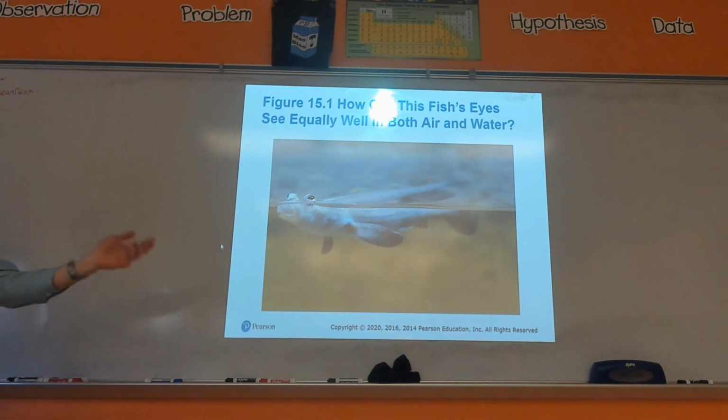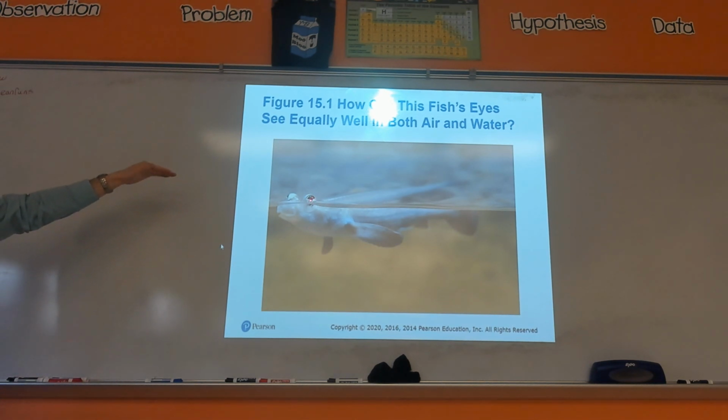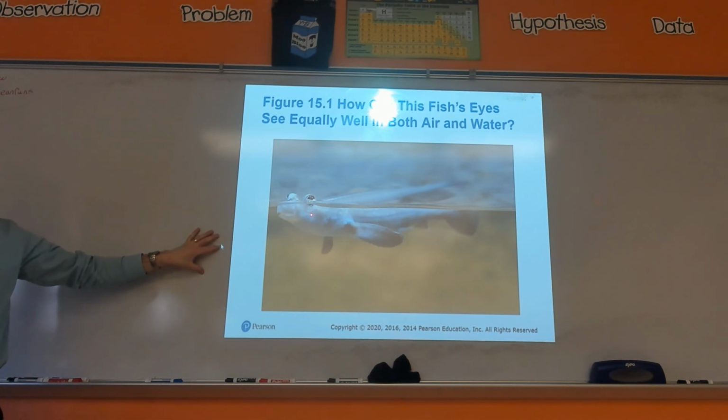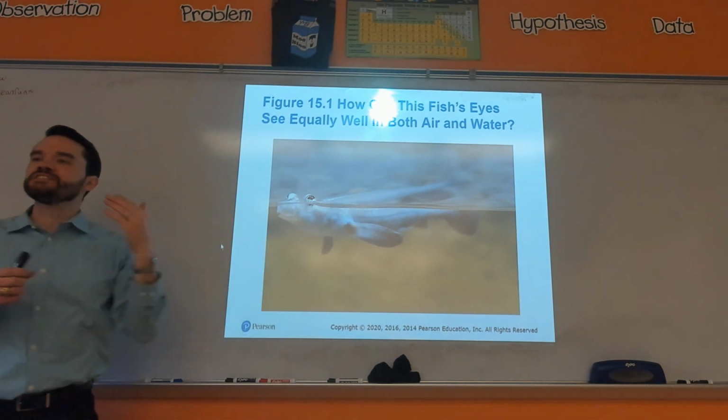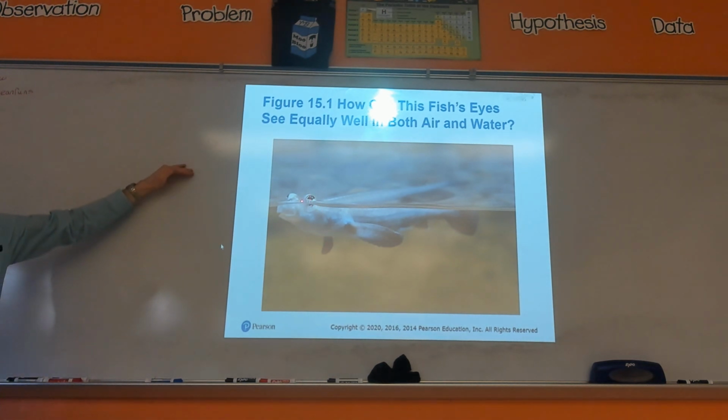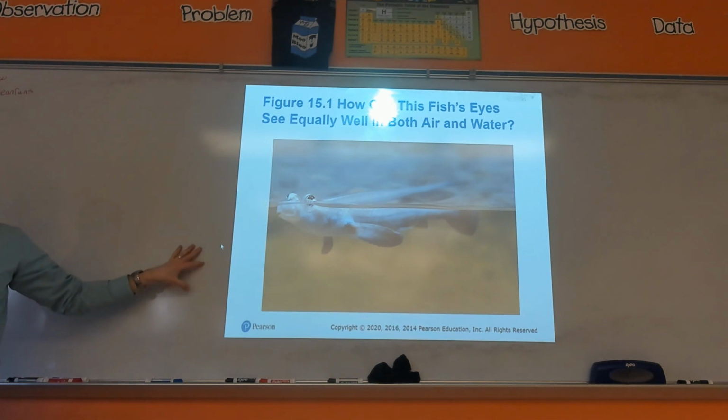So this fish has one eye, but the top portion of the eye needs to be able to see in a medium of air, and the bottom portion needs to be able to see in the medium of water. But all of the cells in this fish's body have the same genes. So the question is, how is the top portion of the eye adapted to seeing in the air, and the bottom portion the water? And the answer is gene expression.